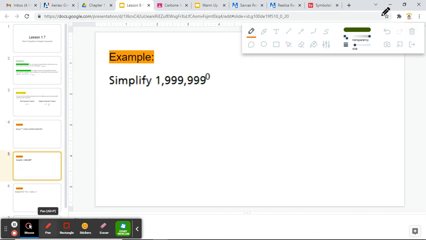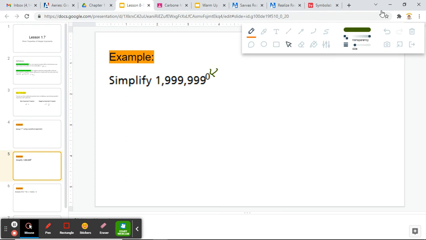Okay, we want to simplify this here. This looks like 1,999,999. What a big number there. All right, so this would be pretty darn crazy if we had to do any exponent work with it, right? But let's look at what our exponent is here.